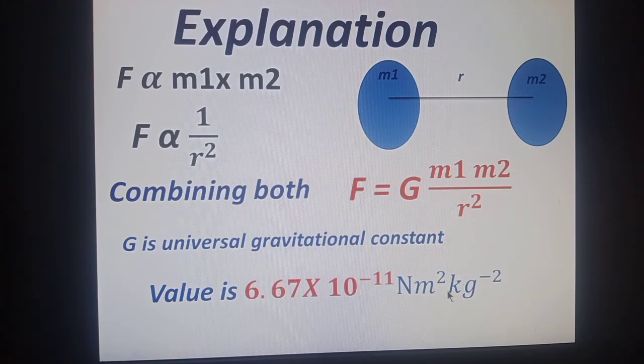These units are obtained when we rearrange this equation to find the value of G. r square will move to the left side, where it will be multiplied with force, and the masses, when they move to the left side, will divide the force. So units will get formed like this: Newton meter square per kilogram square. It is very important to remember this value of G along with its units. You may be asked this value in your viva questions.